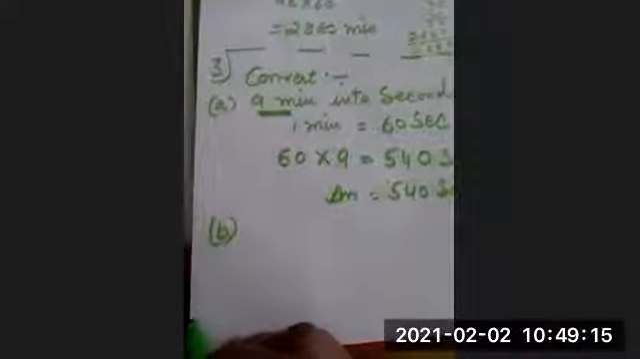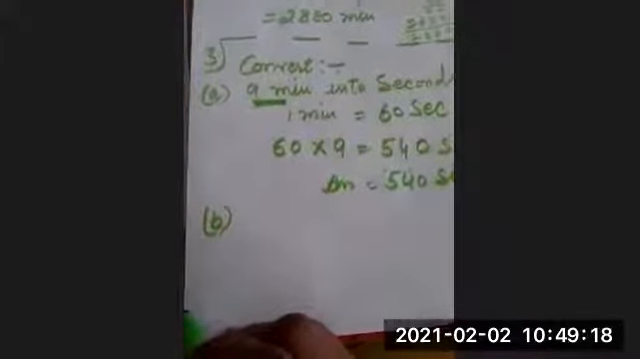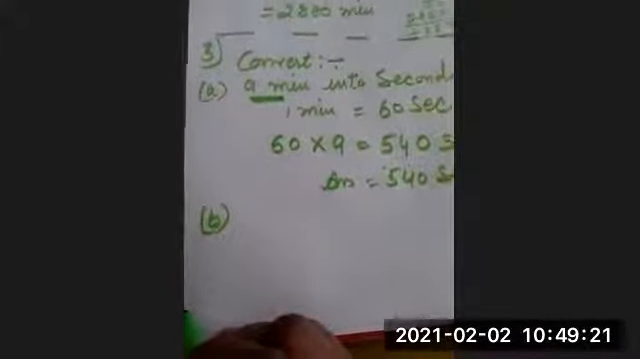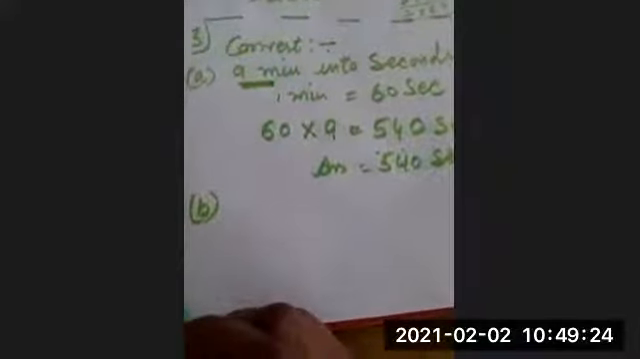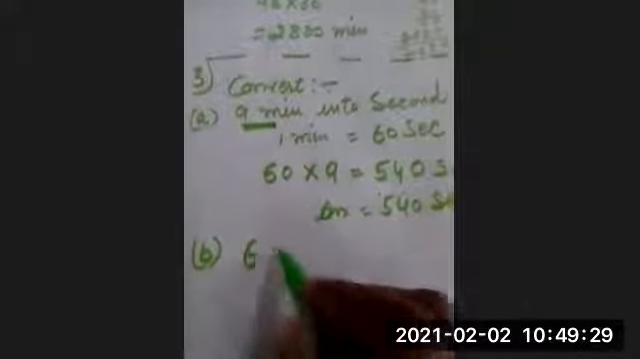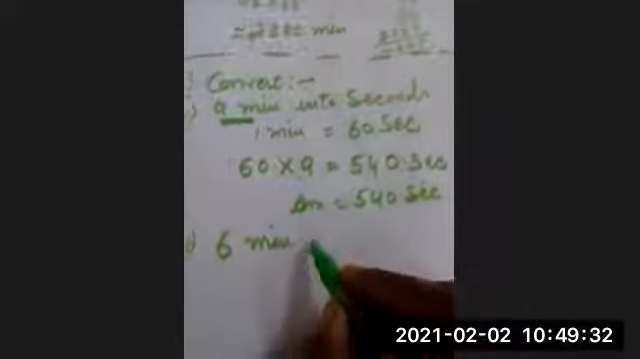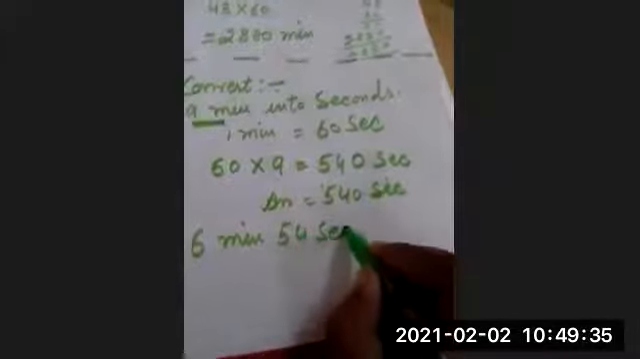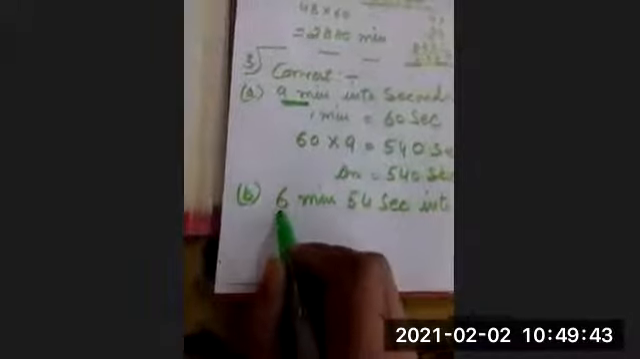Part A. Next is part B. Convert 6 minutes 54 seconds into seconds. So students, first convert 6 minutes into seconds, then add 54.